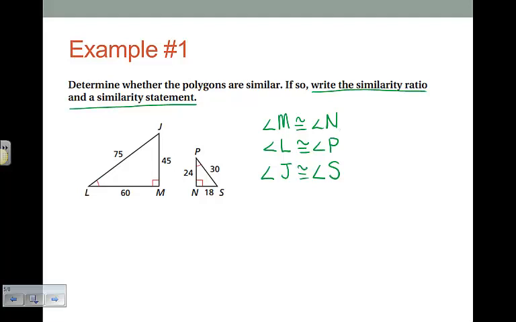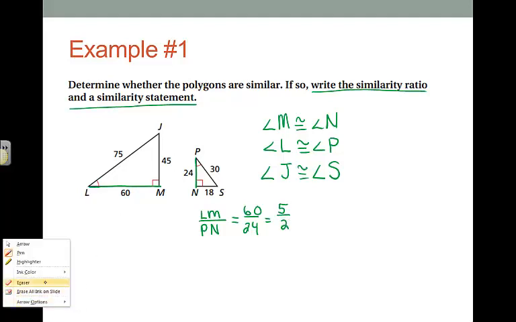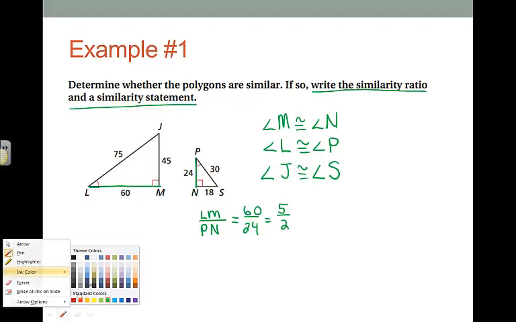So now let's do the sides. LM, because we're going from L to M, that means we have to go from P to N, because L corresponds with P and M corresponds with N. So my first similarity ratio would be LM to PN. What do I get for that? I get 60/24, which 6 goes into both of those. That would be 10/4. Actually, 12 goes into both of those. It would be 5/2.